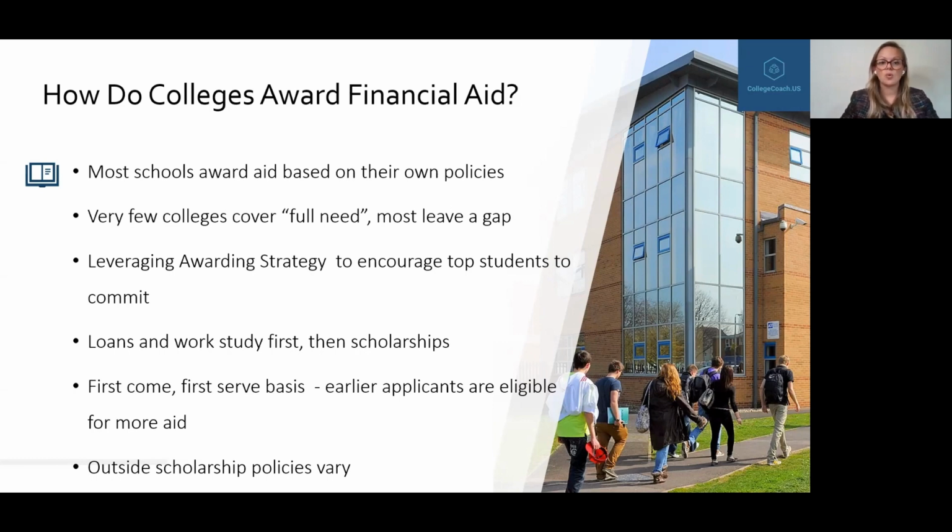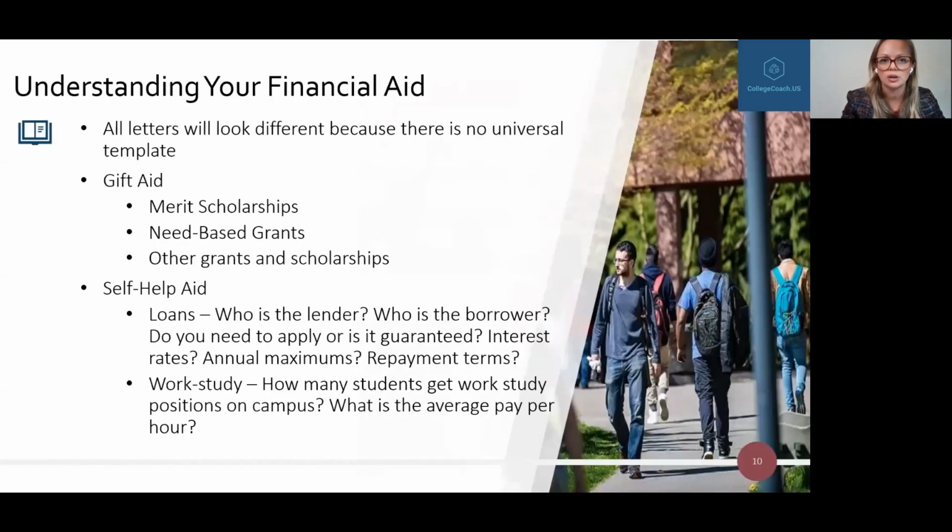A lot of schools award on a first come, first served basis. That's why I always tell parents that it's imperative that they apply first. The FAFSA and CSS Profile open October 1st, and you should be the first one to apply, because a lot of times money runs out, and if there's no more money, there's nothing you can do. And then outside scholarships, like the corporate scholarships I told you about, the policies vary so much, and I'm going to show you how that really shows up in financial aid awards.